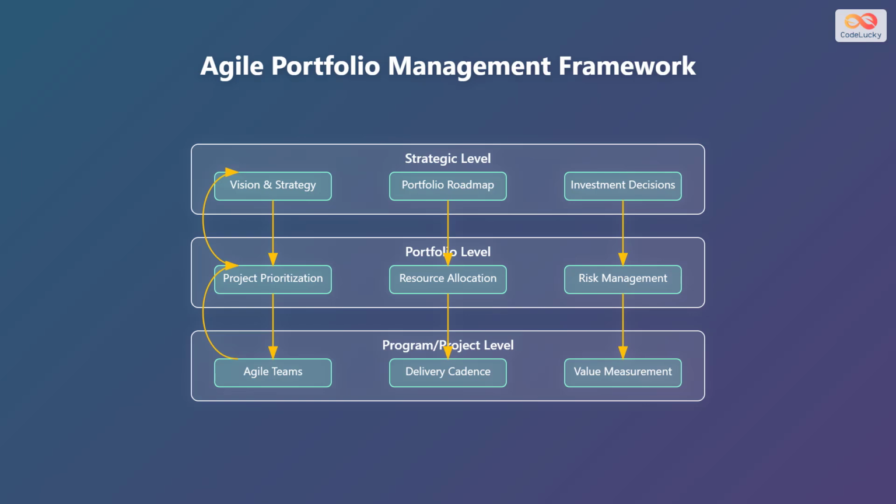Finally, at the program or project level, we have agile teams, delivery cadence, and value measurement. This level is all about executing projects effectively and delivering value incrementally. Note how the arrows indicate the flow of information and feedback between these levels, highlighting the iterative and adaptive nature of Agile Portfolio Management.